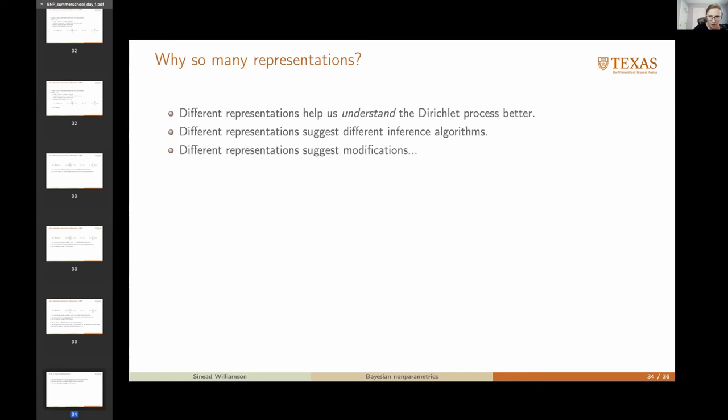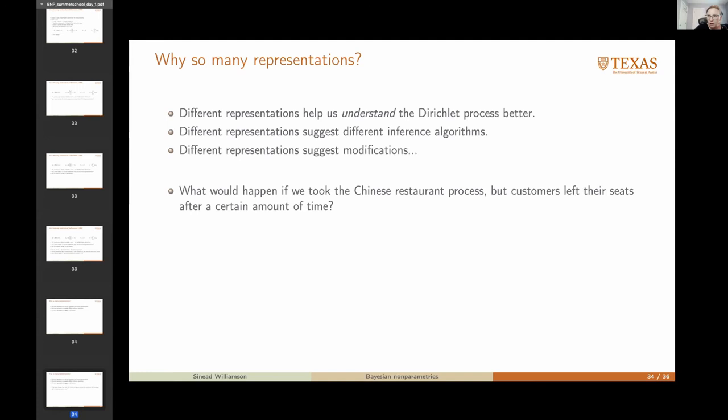So we had our Chinese restaurant process, and we picked tables proportional to how many people were sat at that table. What if instead we decided that customers could leave after a certain amount of time? That would make us less likely to sit at that table. So now we'll have something that evolves over time, right? Rich tables get richer, but also old tables get forgotten. And that's a valid modification.